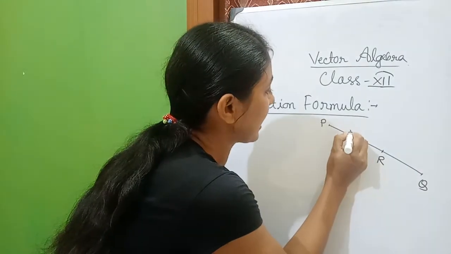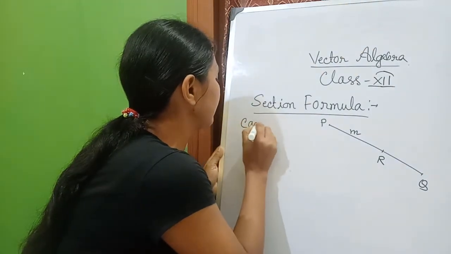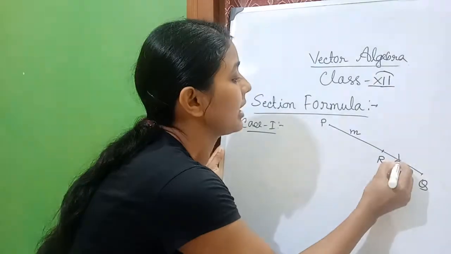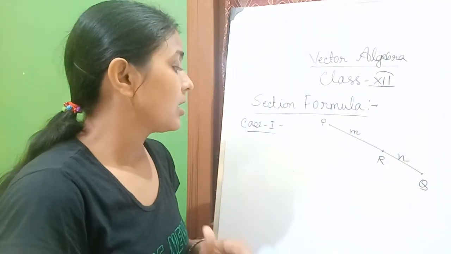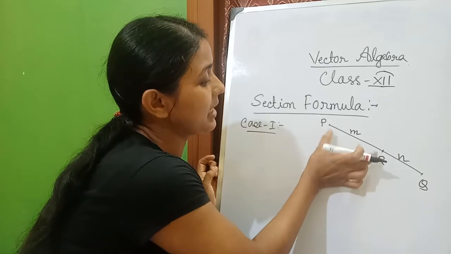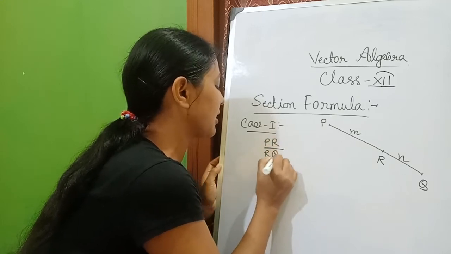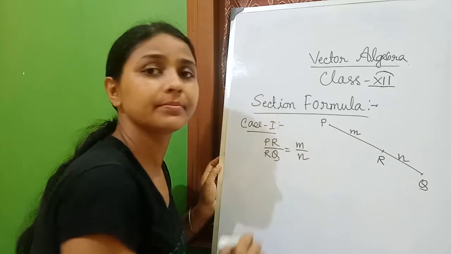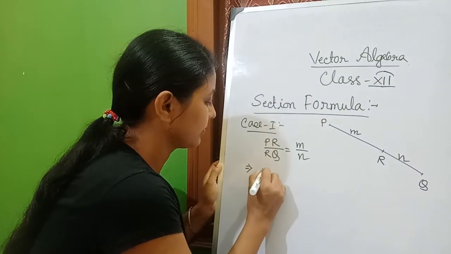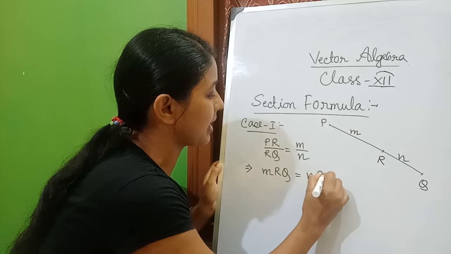Now we will take the internal division ratio as M to N. So this is case 1, where R divides PQ internally in the ratio M is to N. As this is M and this is N, it is quite obvious that PR divided by RQ equals M by N. From this, one thing we can write down: M times RQ equals N times PR.